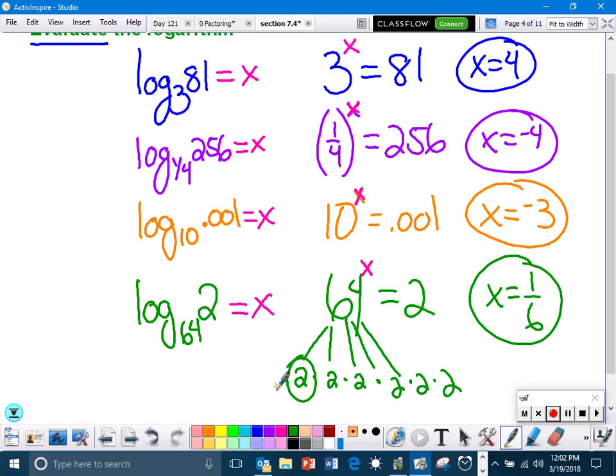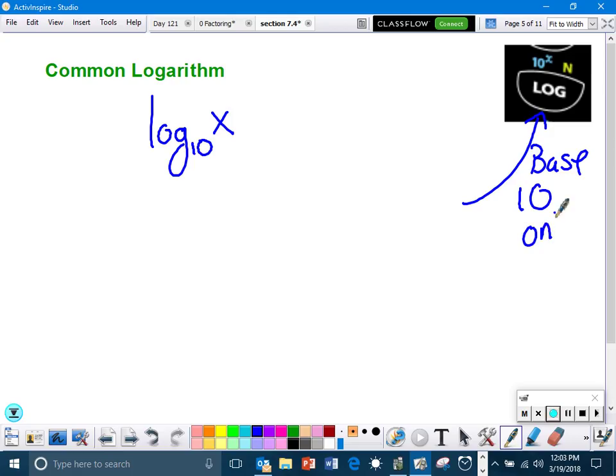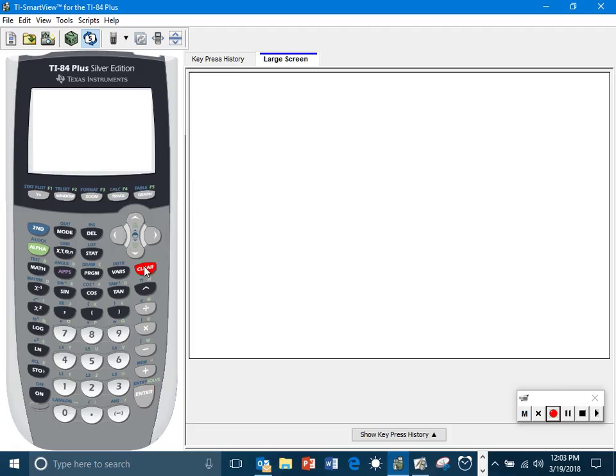All right, moving on. Next, we need to talk about the common log. The common log is base 10. So like log base 10 of x. On the calculator, there is a log button right here. That's for base 10 only. If you look at your calculator, it's on the left side, right next to the 7. That's your log button, and that's base 10.